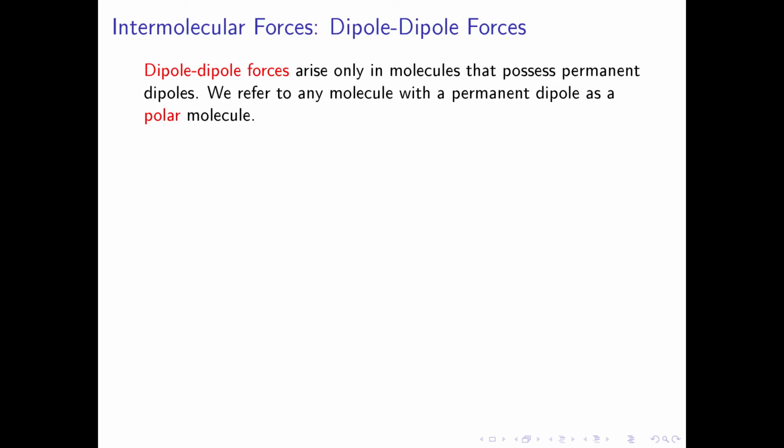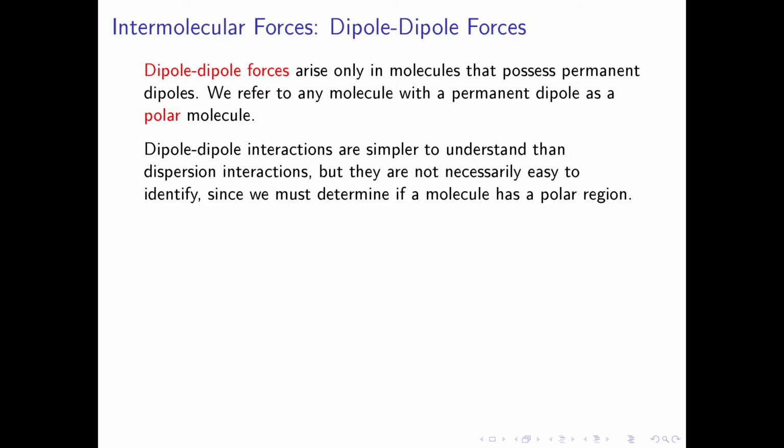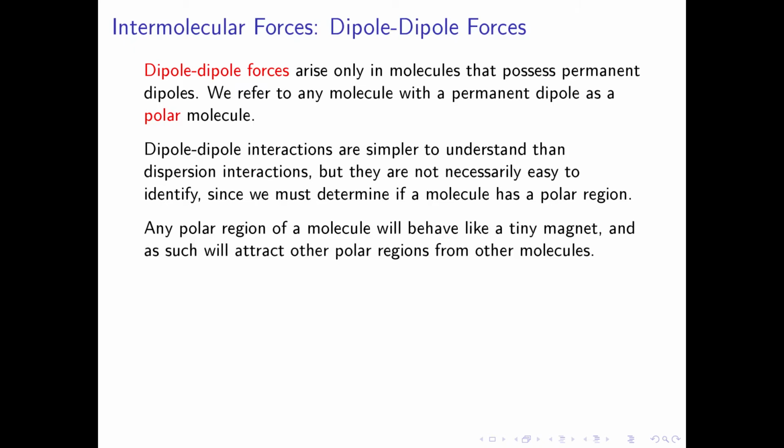Next, we will discuss dipole-dipole forces. These forces arise only in molecules that possess permanent dipoles. We refer to any molecule with a permanent dipole as a polar molecule. Dipole-dipole interactions are generally simpler to understand than dispersion interactions, but they are not necessarily easy to identify, since we must determine if a molecule has a polar region. Any polar region of a molecule will behave like a tiny magnet, and as such will attract other polar regions from other molecules.